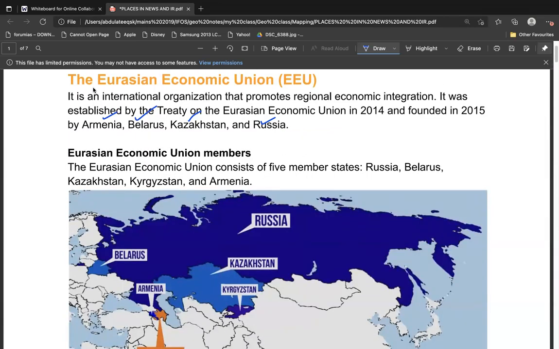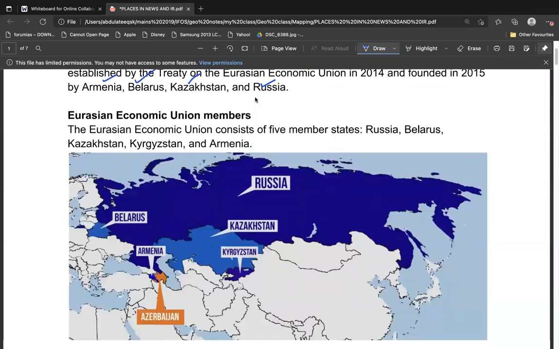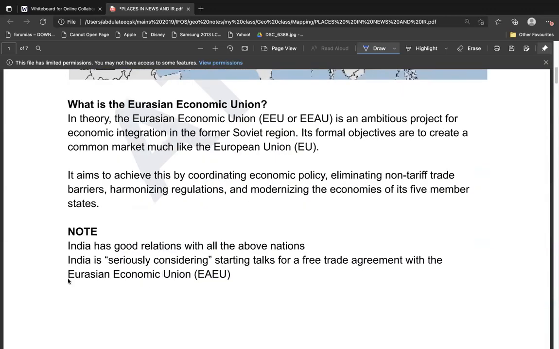So why are we studying this Eurasian Economic Union? Because India is in talks with this Eurasian Economic Union to develop a free trade agreement. That's why it is important for us to know what this Eurasian Economic Union is and what the countries involved in it are. So look at this here, guys.